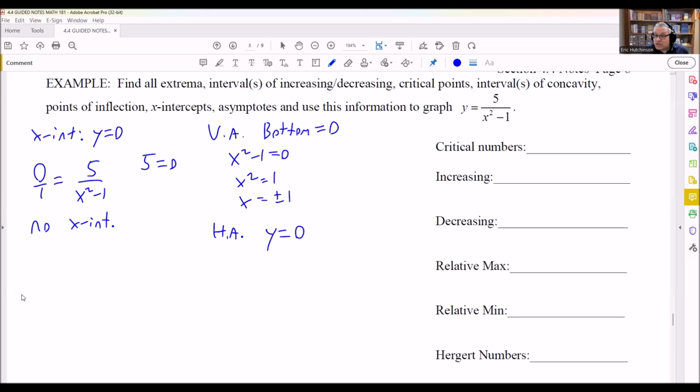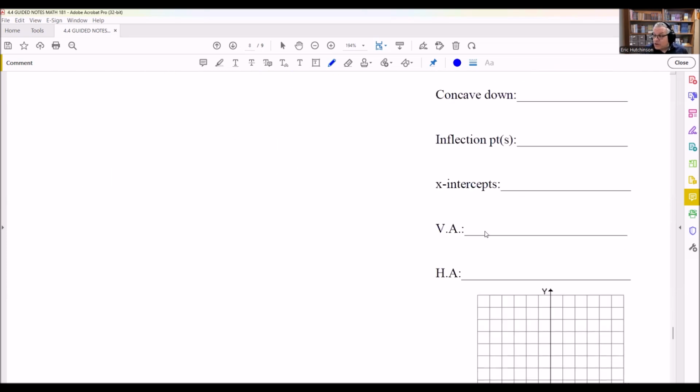So we actually have some pieces of information already about the graph. First of all, the x-intercepts: none. The VA is where we set the bottom equal to 0. We got x is equal to 1, and x is equal to negative 1. The horizontal asymptote was y equals 0.